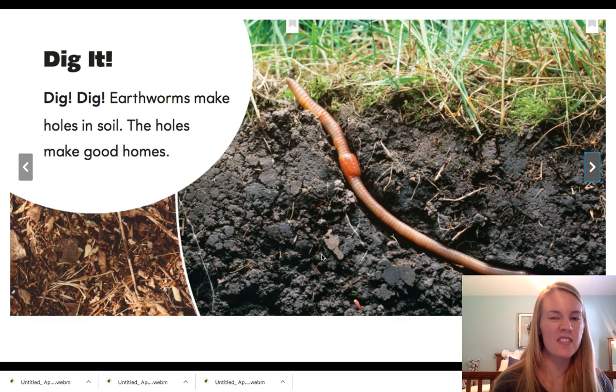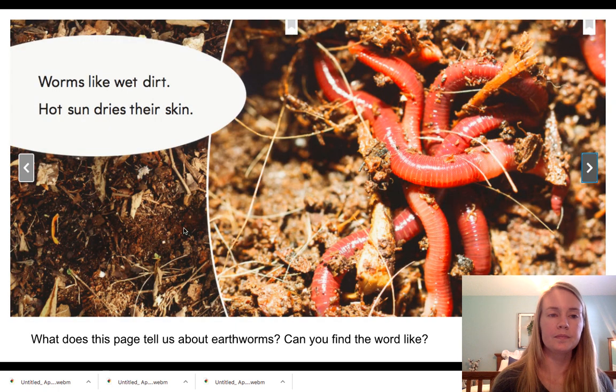We learned yesterday that they like it wet. Worms like wet dirt. See, I told you. Hot sun dries their skin. What does this page tell us about earthworms? What do they like? You're right. They like the dirt very wet. Why? What happens to their skin when the dirt is dry? It dries their skin, right? If it's hot, it just dries their skin out.